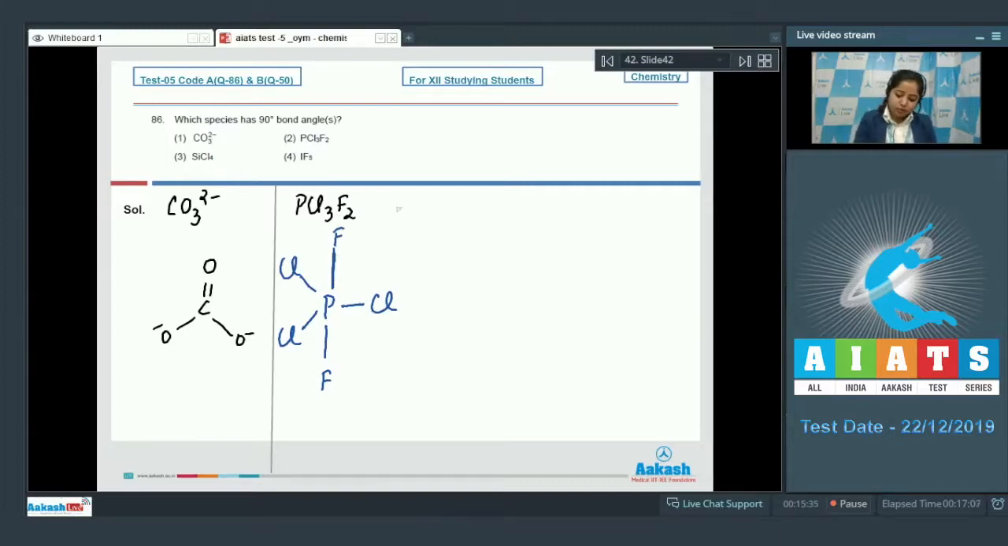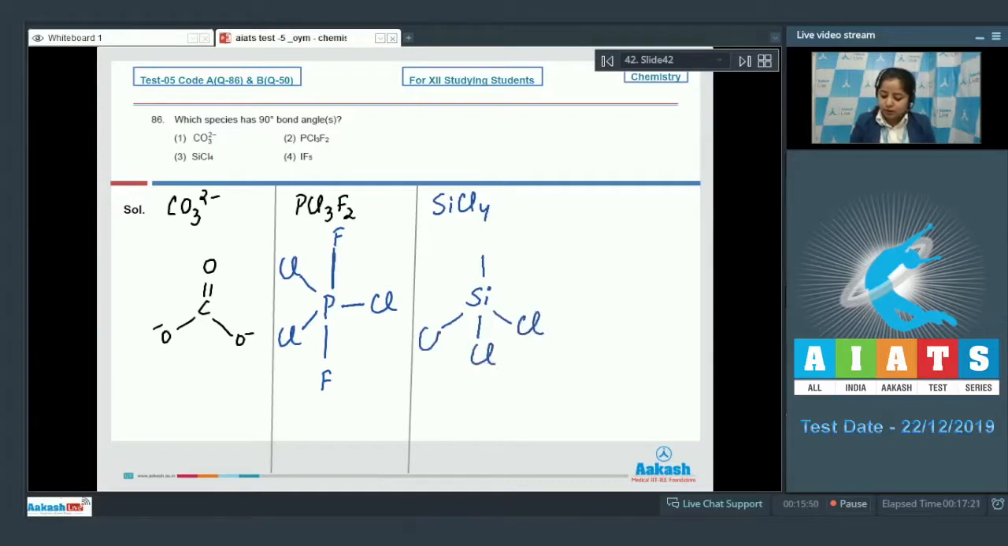Moving to next option, which is SiCl4. Here the geometry is trigonal planar, here it is trigonal bipyramidal, and in case of SiCl4 the geometry is tetrahedral and the bond angle is 109.5.